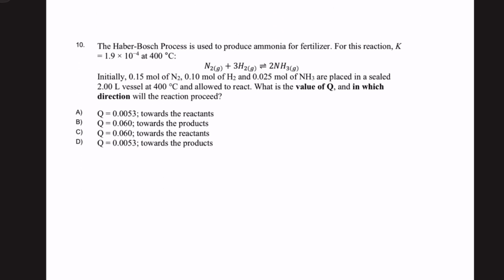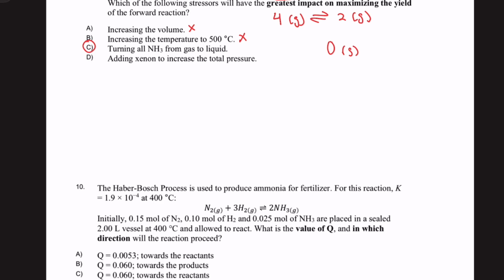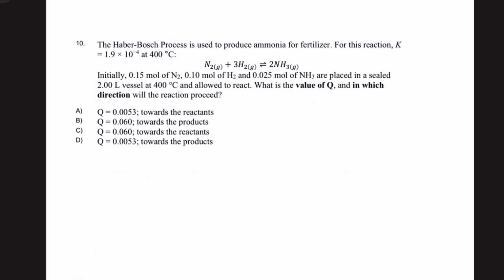So we are producing ammonia for fertilizer. We know K and the temperature. This is the same as question 9, I believe. So it tells us we have initially this many moles. It's in a 2-liter vessel, 400 degrees, and it reacts. What is the value of Q, and in which direction will the reaction proceed? So once again, we need to set up an ICE table for this.